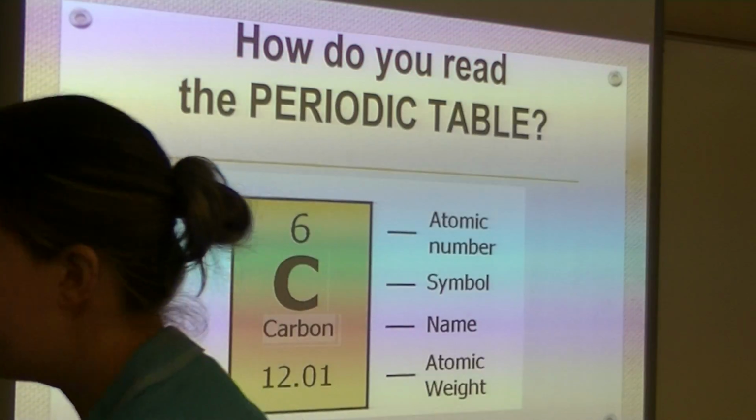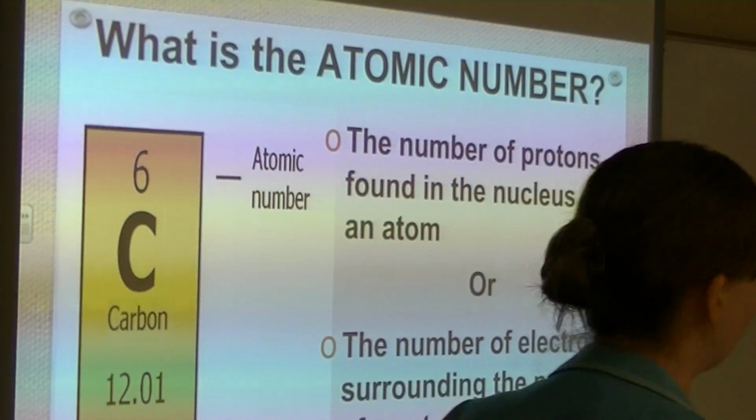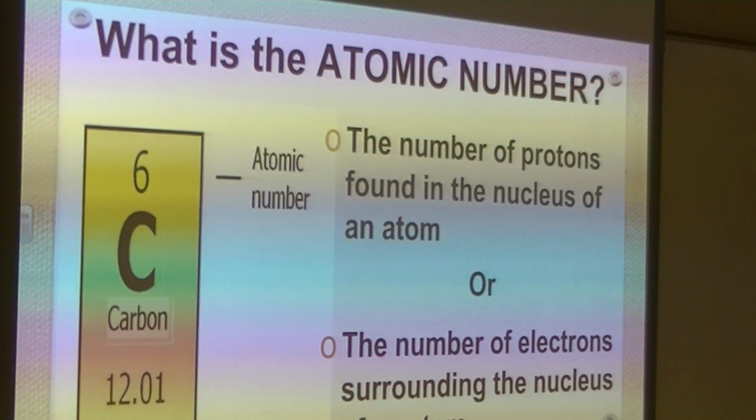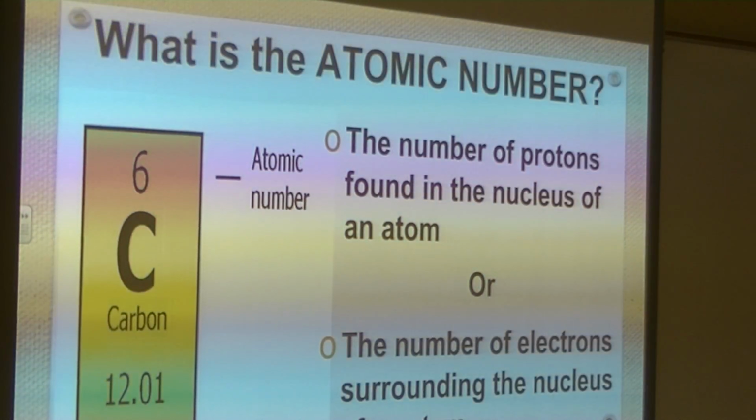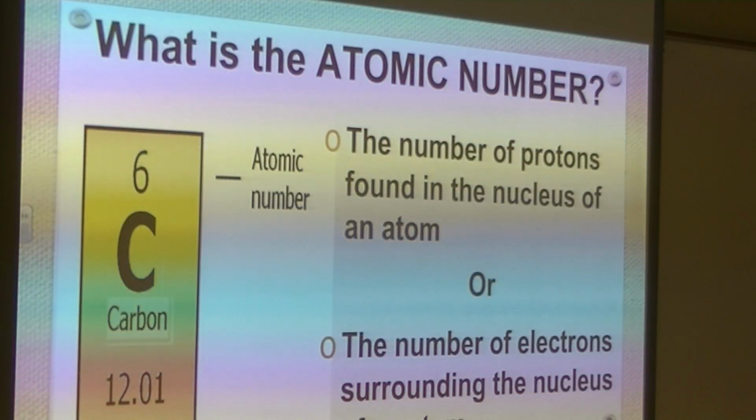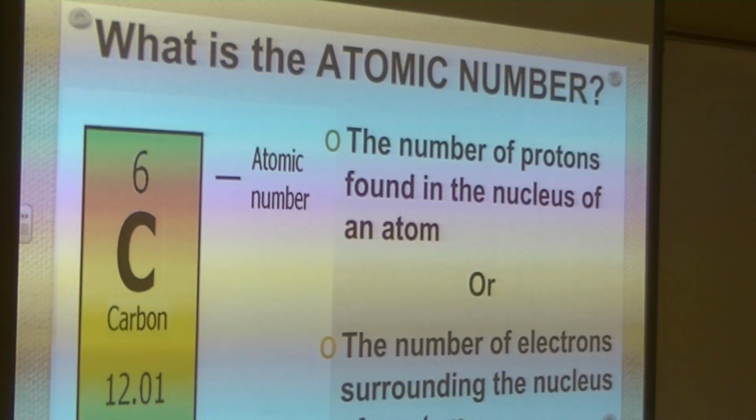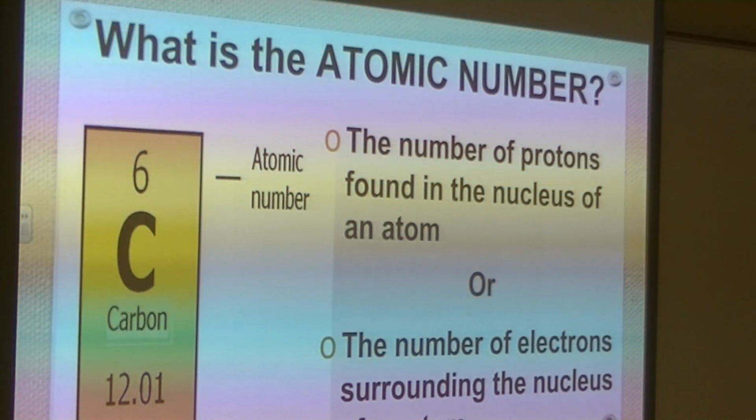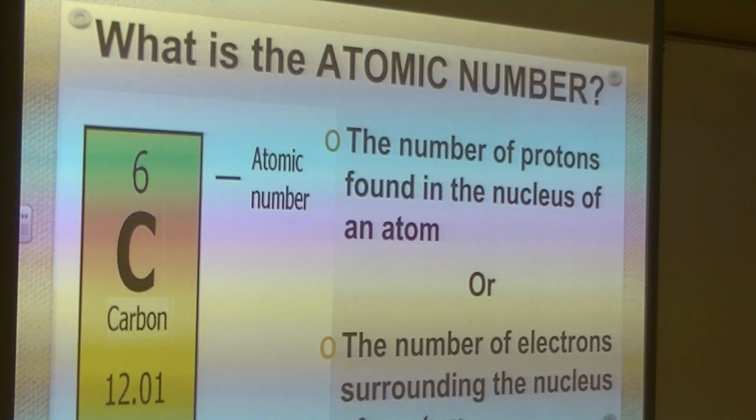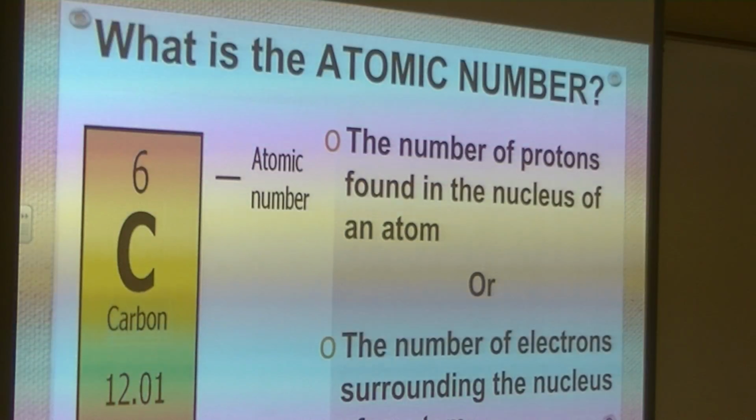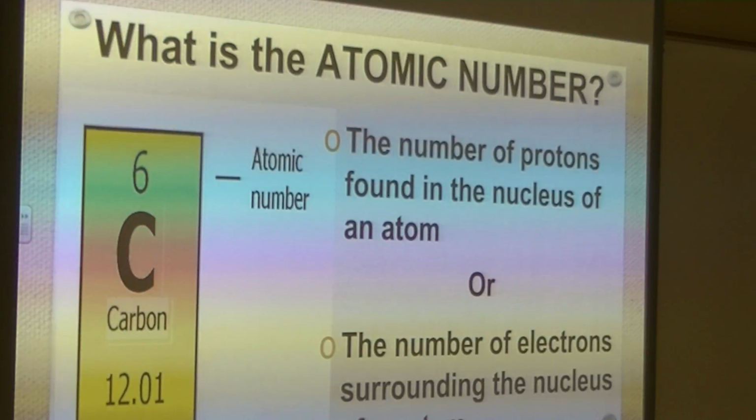The atomic number is equal to the number of protons and the number of electrons. So the next 2 blanks on your paper, the atomic number is equal to the number of protons and the number of electrons. The number of protons and electrons are the same.